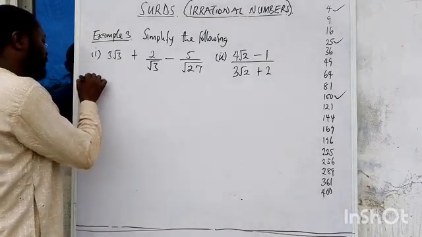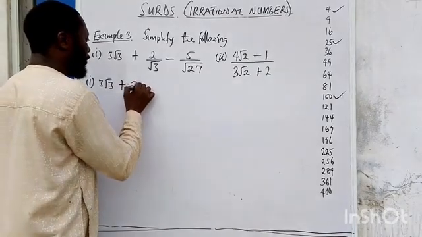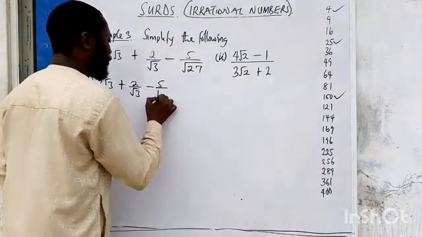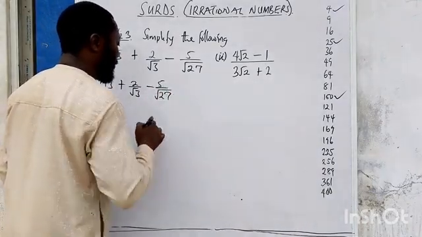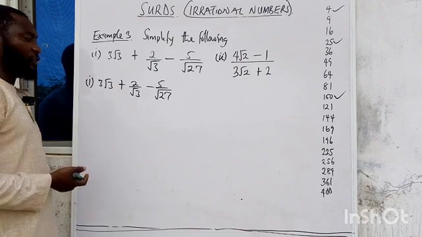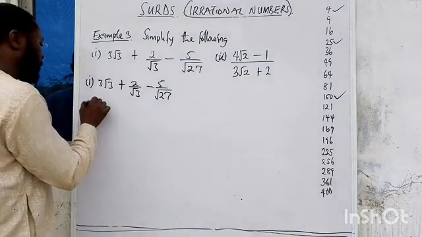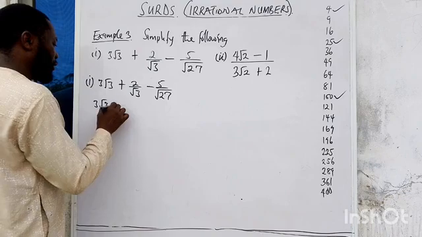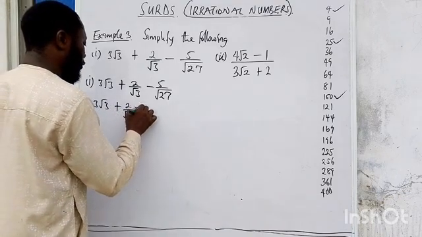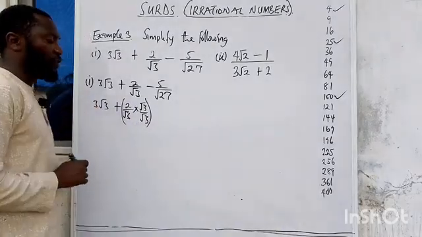So now question number 1: 3 root 3 plus 2 divided by square root of 3 minus 5 divided by square root of 27. Now, we want to go by what we rationalize first. So now you rationalize this. So this becomes 3 root 3 plus 2 divided by square root of 3 multiplied by root 3 divided by square root of 3. So let me keep this.